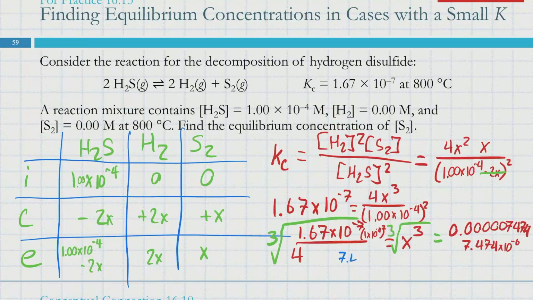So 7.474 times 10 to the -6 over 1 times 10 to the -4 times 100. And it's 7.47%, which is greater than 5%. So we wouldn't get to use our X's small approximation here.